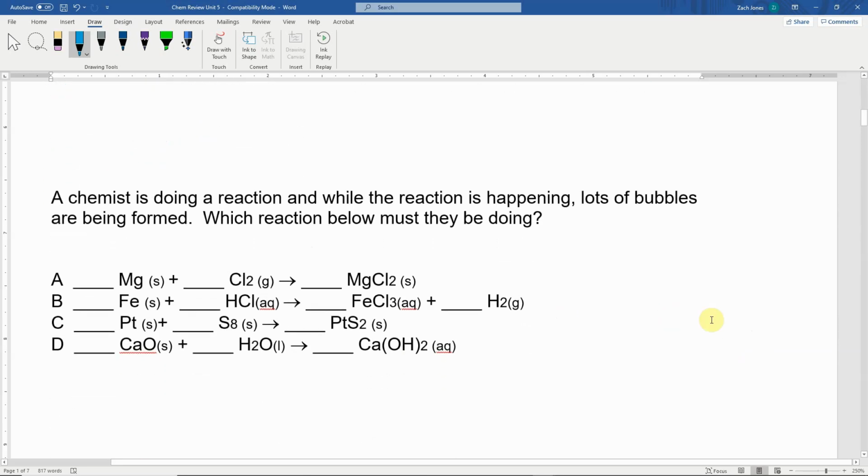Go ahead and read it and then choose your answer. Okay, if lots of bubbles are formed, I think it means they're forming a gas as a product. And you can see right there, this is the only one that has a gas being formed as a product. So the state symbol is what told us that B was the correct answer.